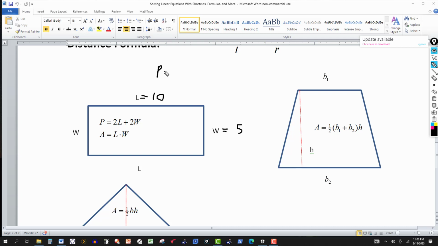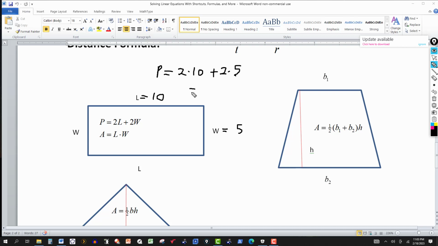What's the distance around? When you look at your formula, it says this and this because the opposite sides here are the same length. If this is L, this is L. So if this is 10, this is 10. This is W and this is W, so this is 5, this is 5. So the perimeter is going to be twice the length plus twice the width.